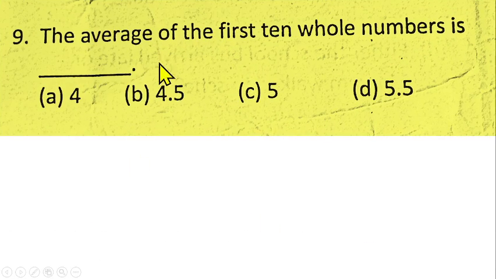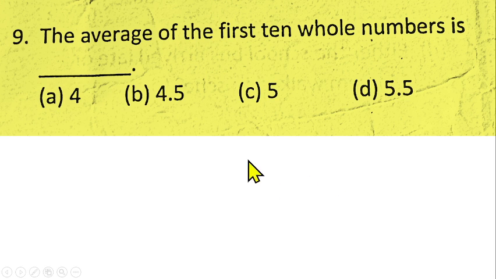Question number 9 is from statistics. The average of the first 10 whole numbers is dash. There are ways you can do this. I can add 1 to 10 together and then divide it by 10. That will give me the average.